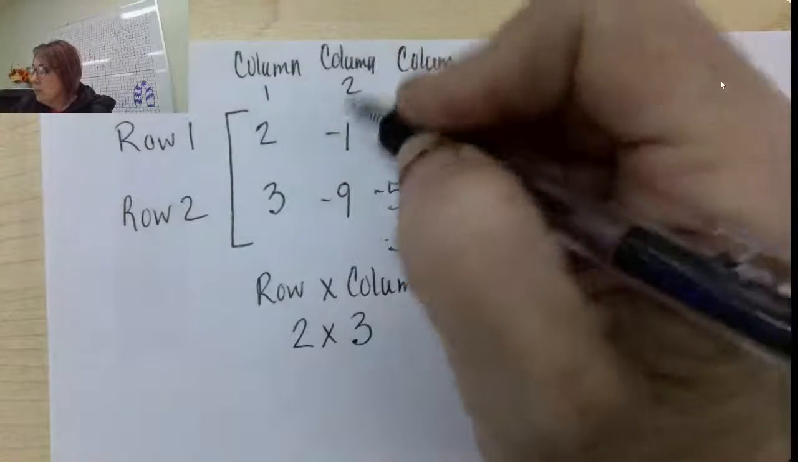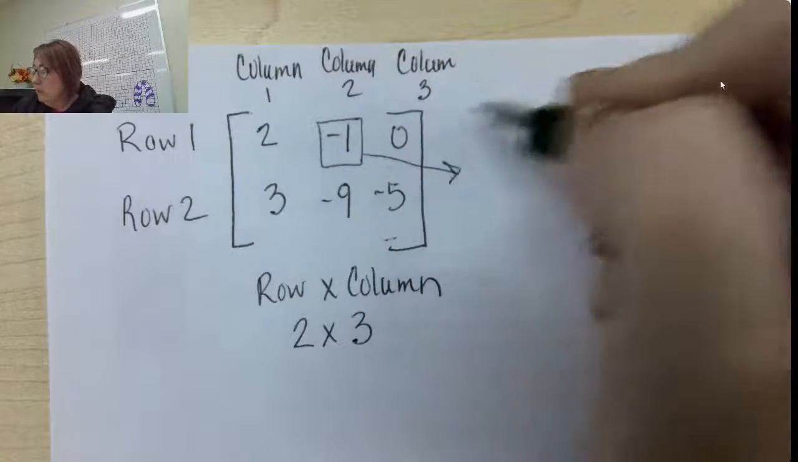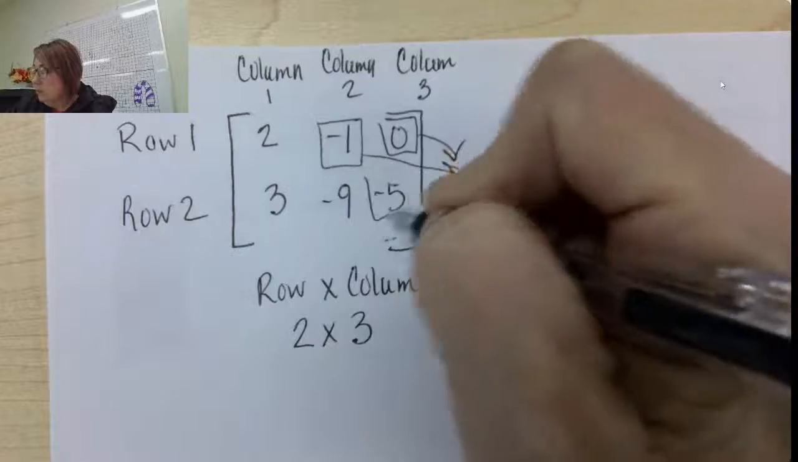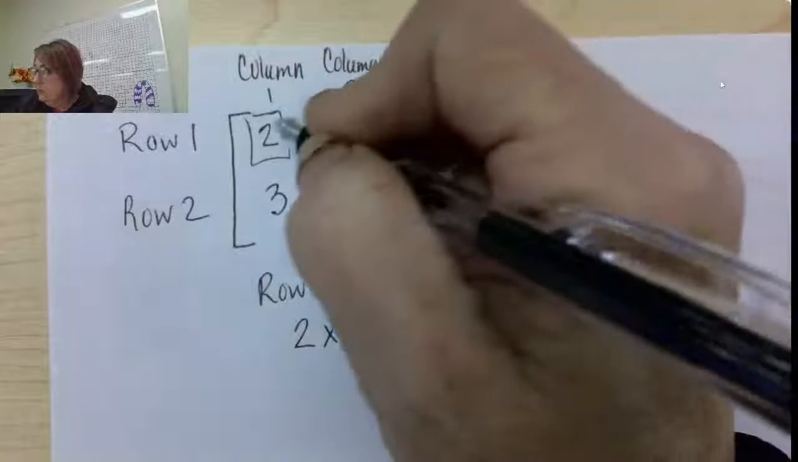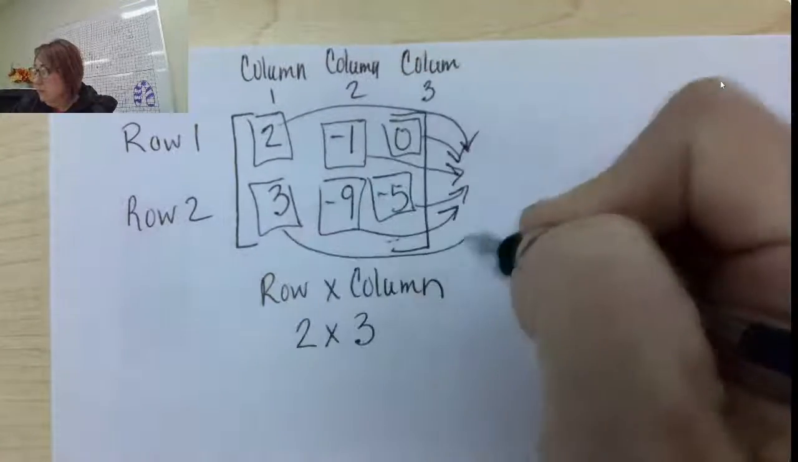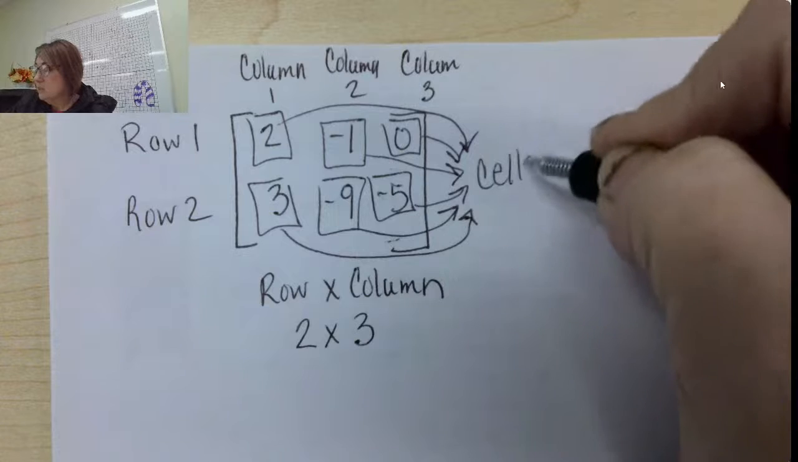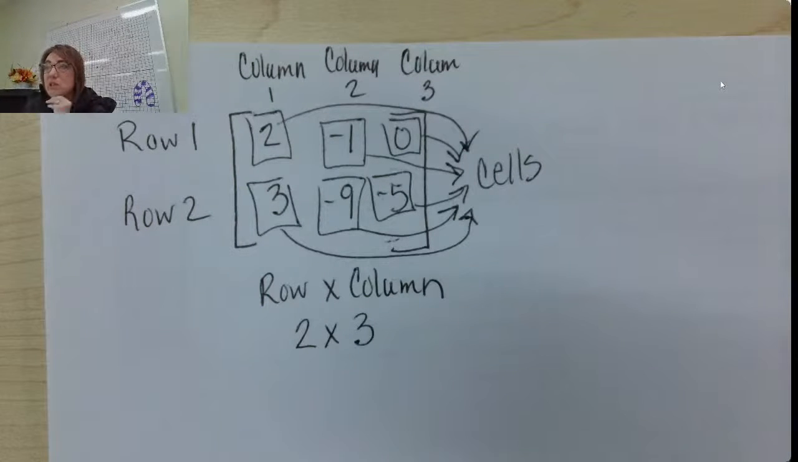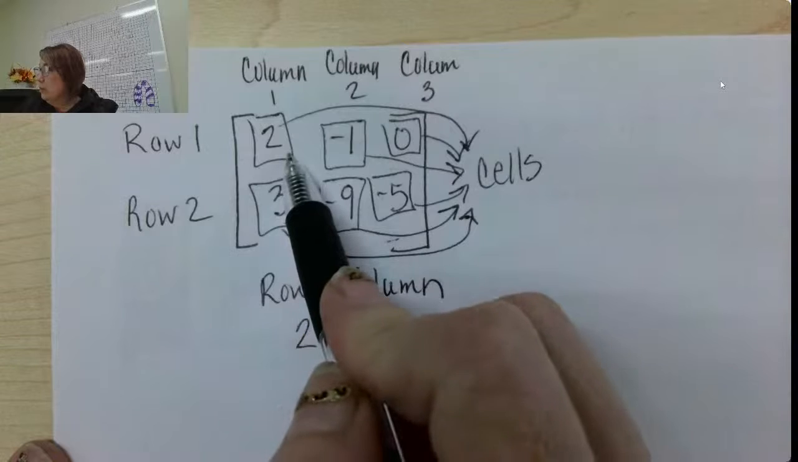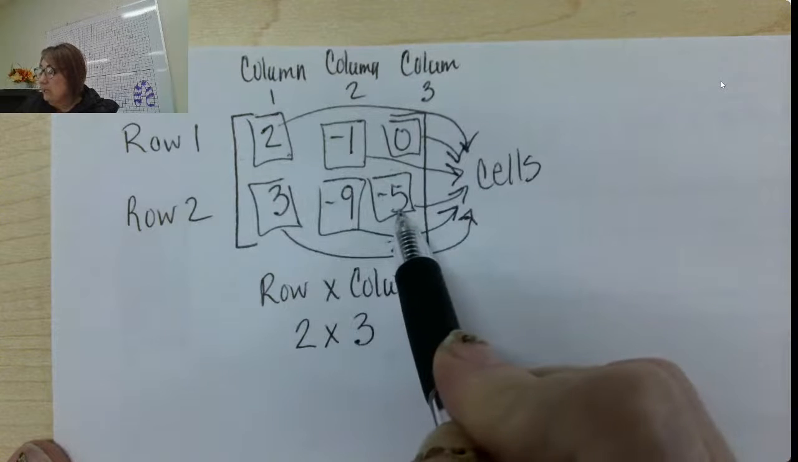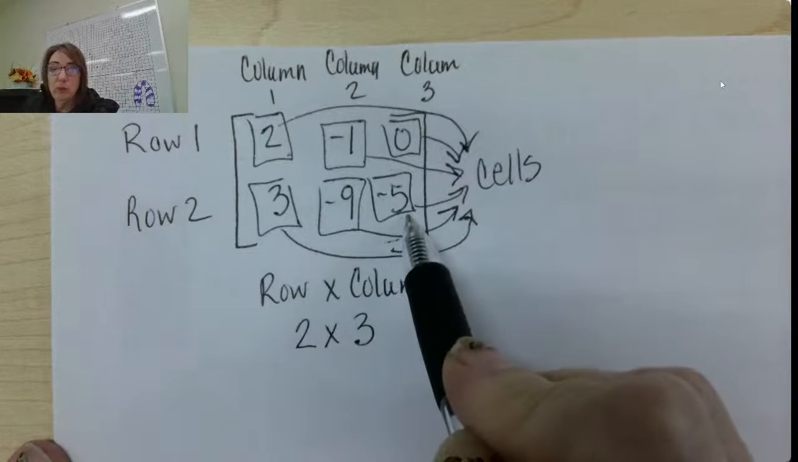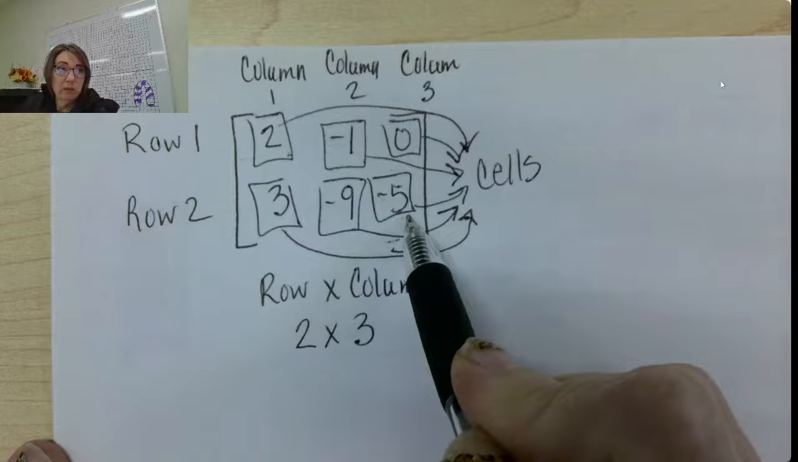And each one of these locations, every single one of them, those are all called cells. So each one of those locations is a specific cell. And you talk about this cell based on its row and its column. So you would say like this 2 right here is in row 1, column 1. Right? This -5 is in row 2, column 3. You'll see how that works?